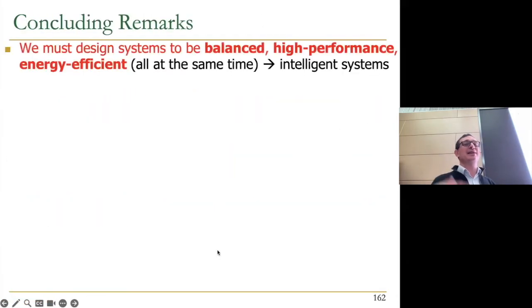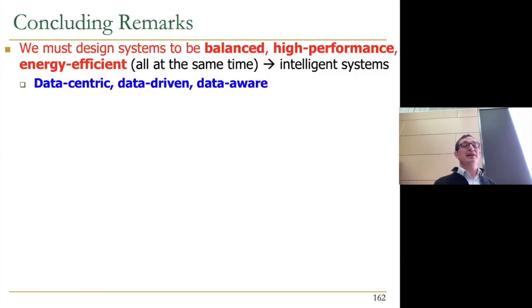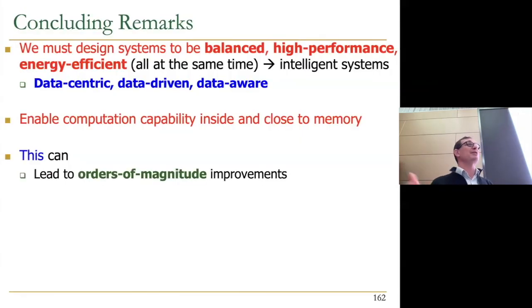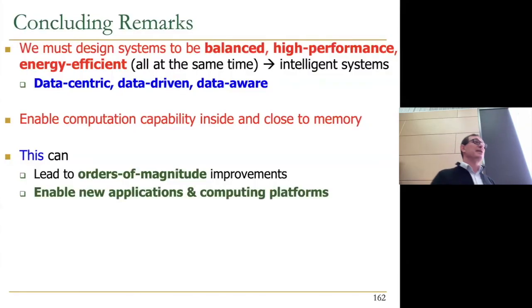So to conclude, I think to get there, we really need to enable computation capability inside and close to memory and all of the places where data is input or output. This can hopefully lead to orders of magnitude improvements. I've shown you examples of that today. I believe this can also lead to enabling new applications and computing platforms. For example, some genomics platforms that we don't have today that could be mobile, etc.